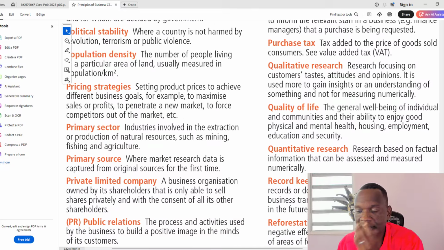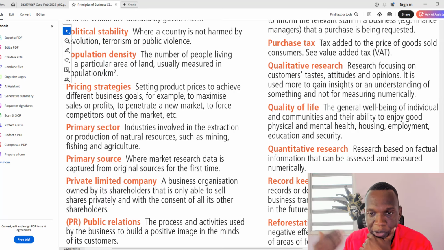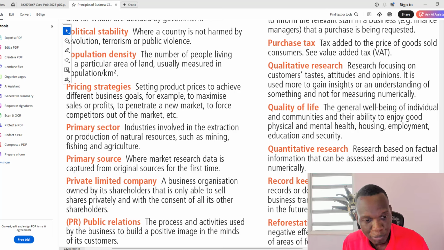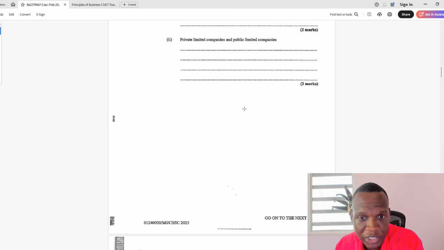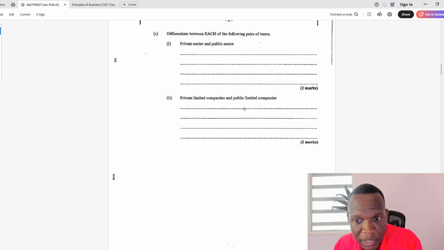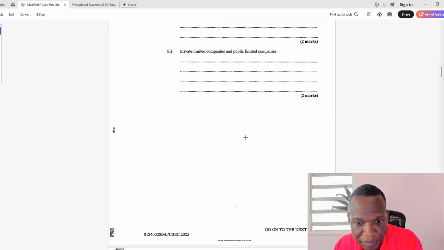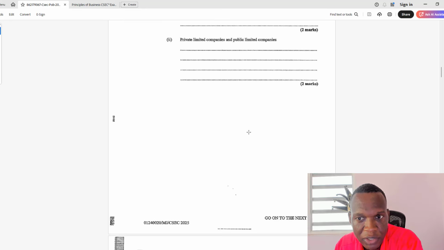How they can raise their capital. Private, they can only do it through persons who are privately holding the company, shareholders who agree to sell to other private individuals. Whereas the public company can utilize the public stock exchange to sell their shares. So that's one of the key differences. All right, so that's that.